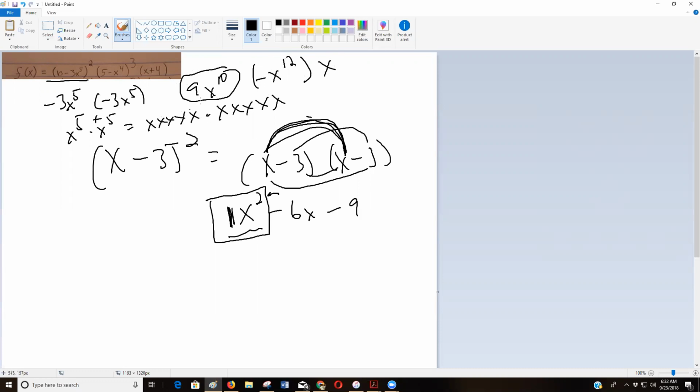So now I'm just going to multiply the coefficients. So 9 times negative 1 times 1 is negative 9. X to the 10th times x to the 12th, we add the exponents, so it's x to the 22nd. Oh, sorry, I missed the 1. So it's x to the 23rd. So that is the leading term. It is a 23rd degree polynomial, and the leading coefficient's negative 9.